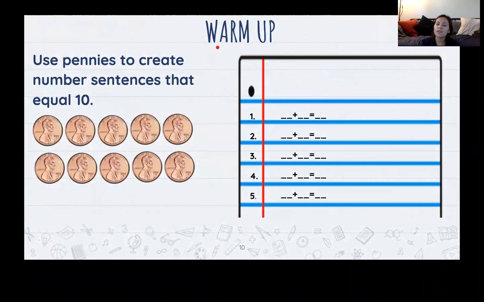All right, we first are going to start with a warm-up. Before we can get started, go ahead and put your pointer finger up. Put your pointer finger on the first word. The first word is use. Go ahead and read it with me. Use pennies to create number sentences that equal 10. Go ahead and read that one more time.